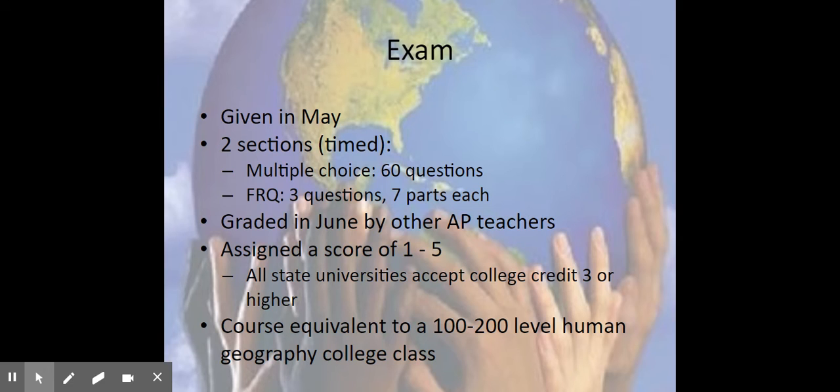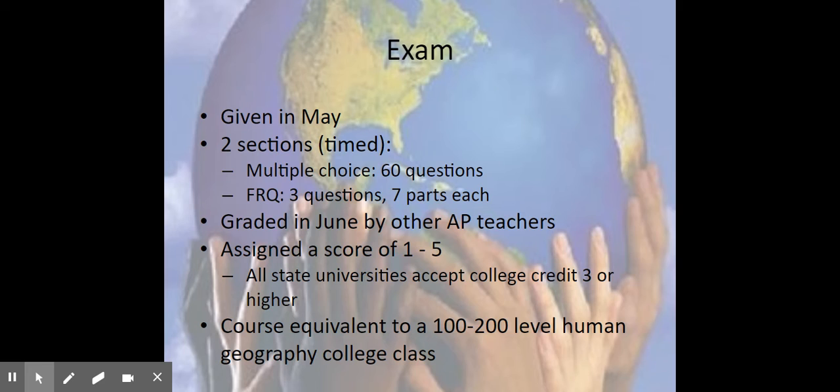Here's some information about the exam itself. So the exam itself is administered not by the school, not by me or Mr. Sullivan. The exam is administered through the College Board. The College Board is in charge of all AP questions and AP exams, I should say. The College Board administers all AP exams, whether it's AP Psychology or AP European History or AP Human Geography. It administers them all in May.